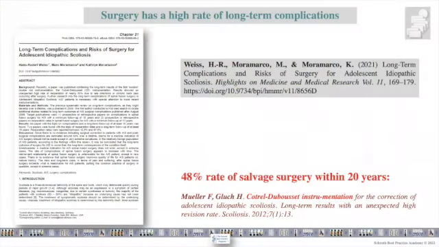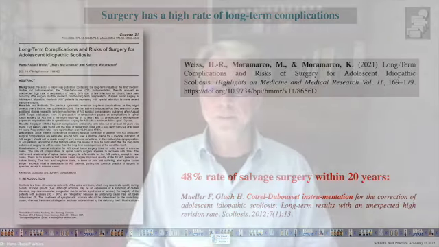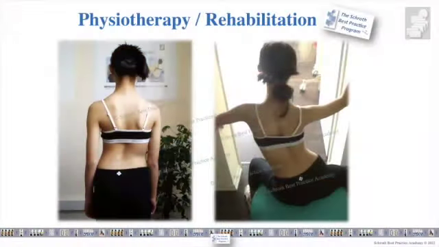In a more recent review from our working group, a paper on the CD instrumentation was found with a reoperation rate of 48% within 5 to 20 years. Therefore, within this presentation we will focus on the less risky and more evidence-based conservative approaches. Let's have a look at the first module, which is physical medicine and rehabilitation.